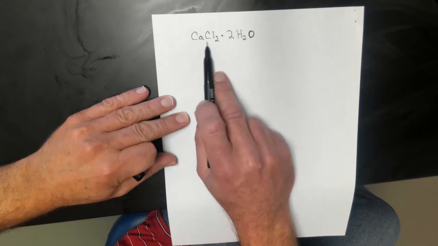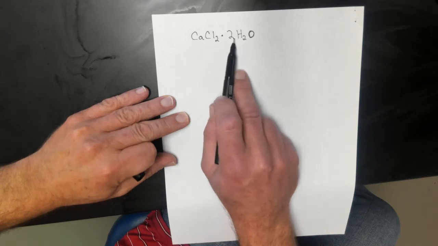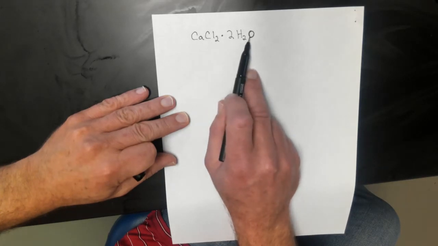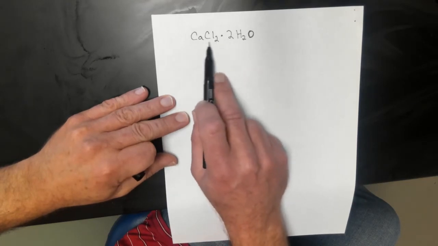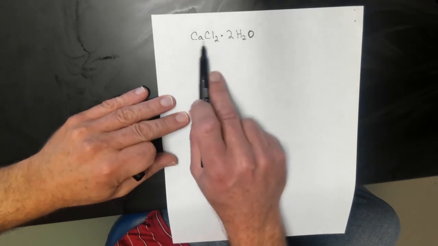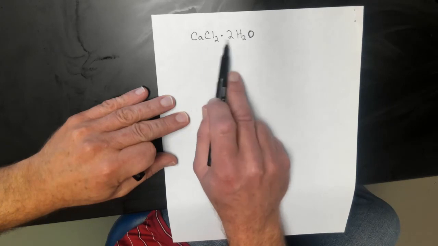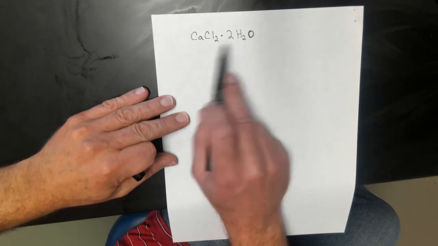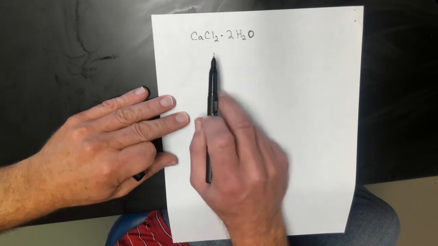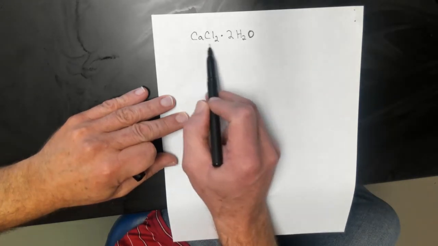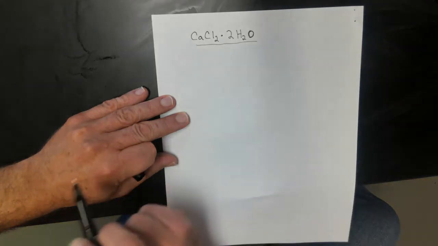For every formula unit of calcium chloride, there are 2 molecules of water. So this formula represents both those. For every single formula unit of calcium chloride, there are 2 molecules of water. For every mole of calcium chloride, there are 2 moles of water. That's the chemical formula of a hydrate.